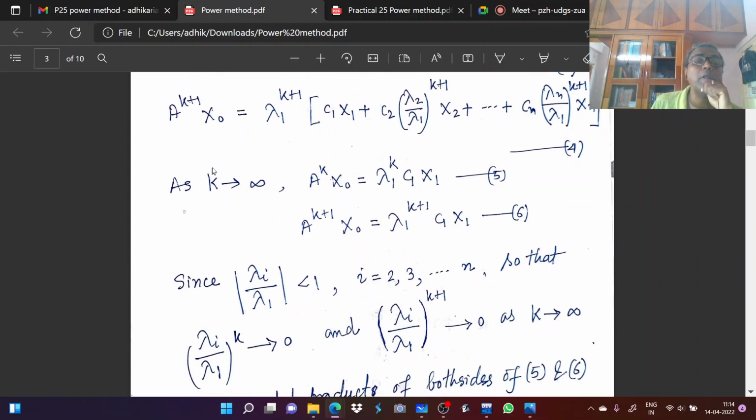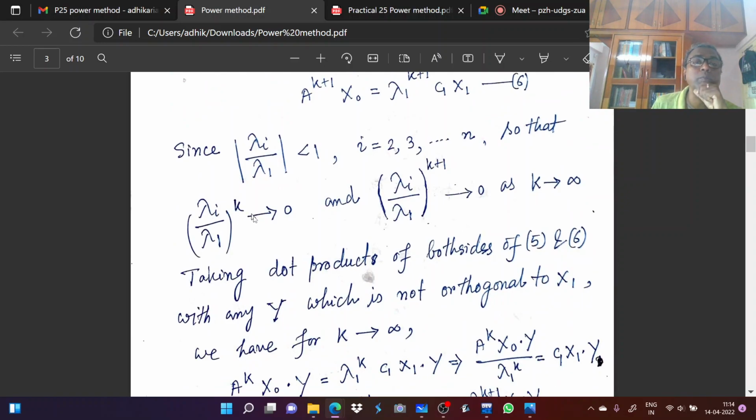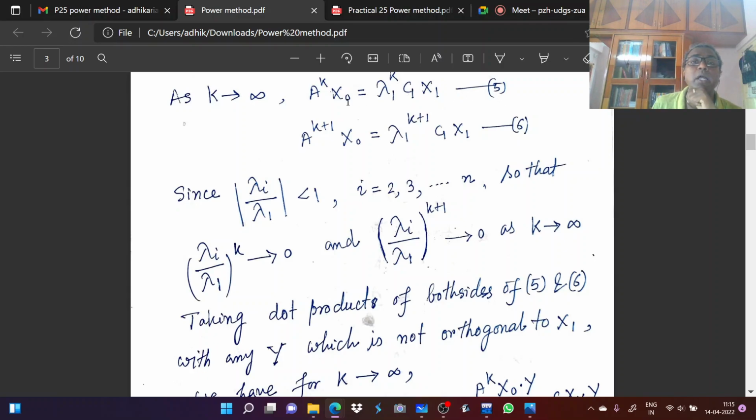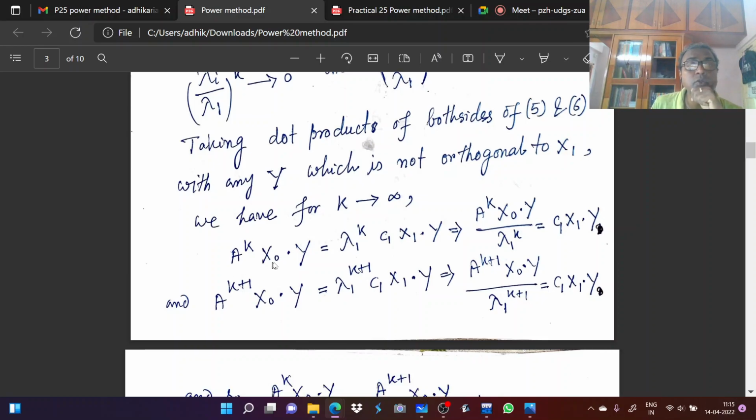So ultimately, for k tends to infinity, we get equation 5 and equation 6. And so lambda i by lambda 1 to the power k tends to 0, and lambda i by lambda 1 to the power k plus 1 tends to 0 as k tends to infinity. Taking the dot product of both sides of 5 and 6 with any vector y which is not orthogonal to X1, for k tends to infinity, we get A^k x0 dot y equal to lambda 1 to the power k C1 x1 dot y.